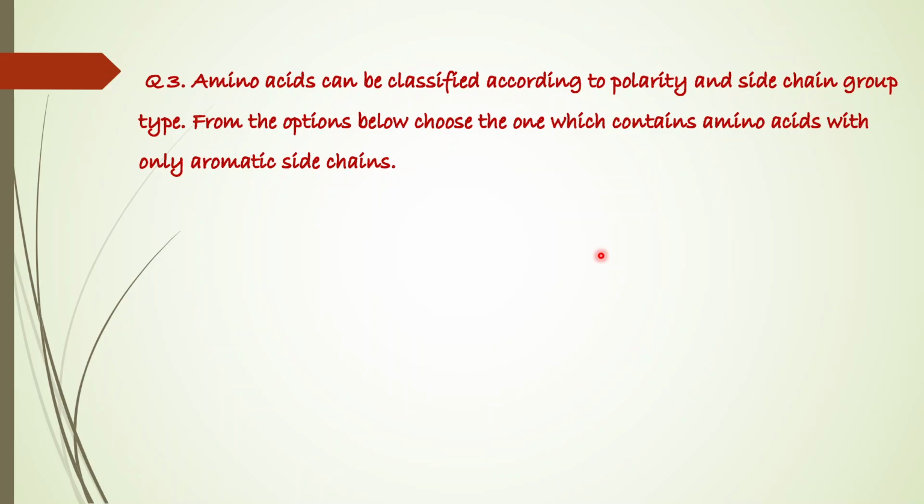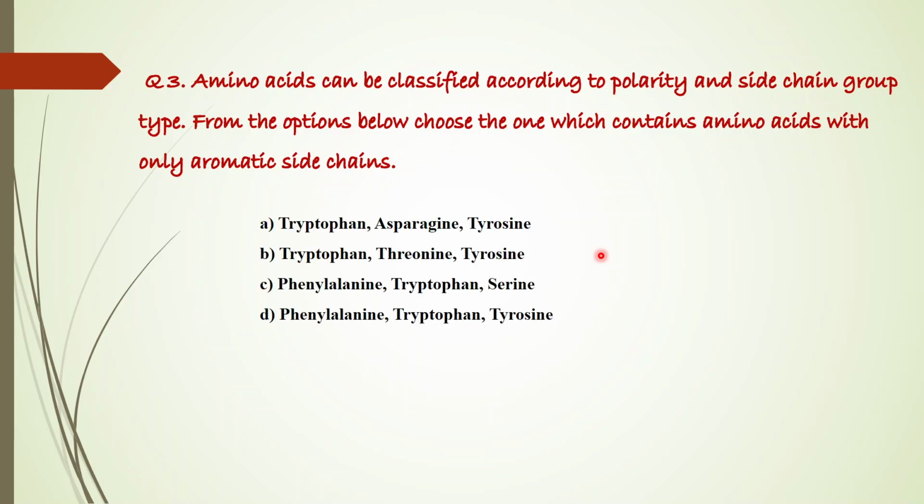We can divide amino acids into different types like acidic amino acids, basic amino acids, polar and non-polar amino acids, also aromatic amino acids. Everything depends on the structure of the side chain, because the main structure, NH2CH2COOH, is the same for everyone. Only depending on the structure of the side chain, R, you can classify them according to their polarity or aromaticity, etc. In which of these options can all the amino acids be classified as having aromatic side chains?